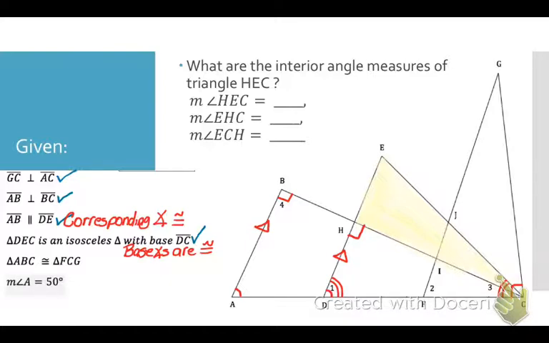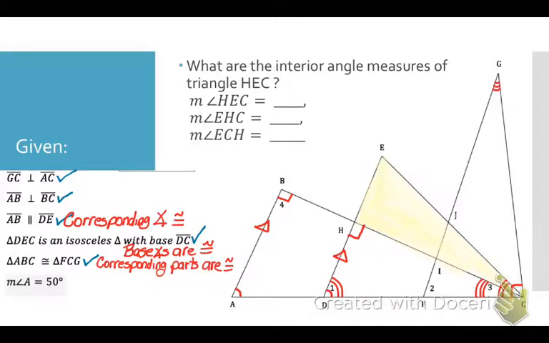And then it tells us the triangle ABC is congruent to triangle FCG. Well, we know that congruent means that all sides are congruent and all angles are congruent. So corresponding parts are congruent. So looking at these two great big triangles, ABC and CGE, I'm going to mark, I know that angle A has to be congruent to angle 2.